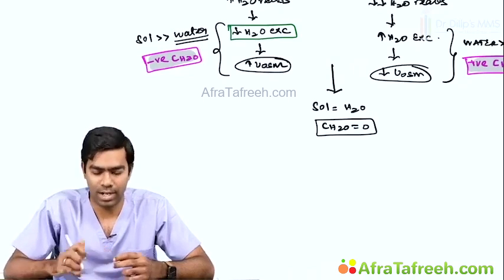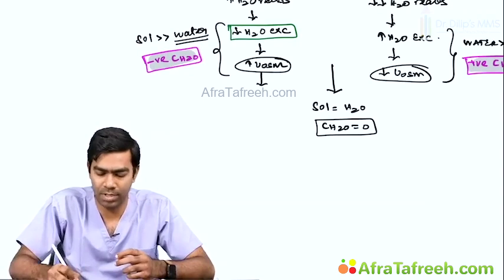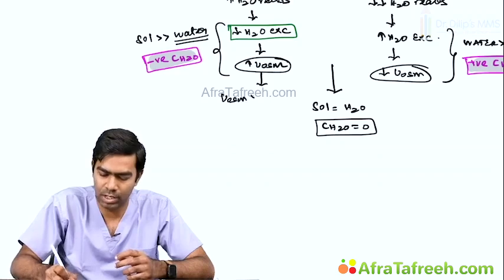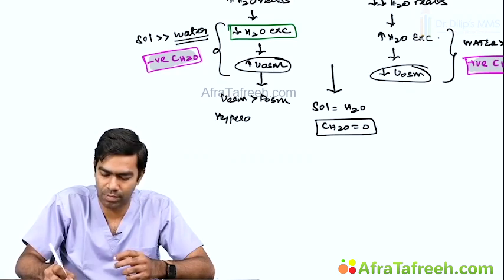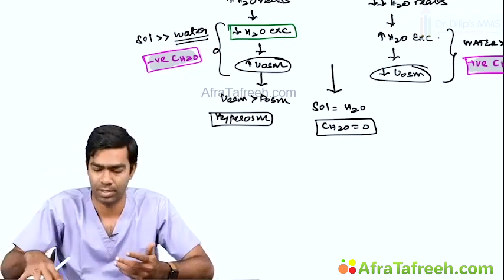So now I can write, since the urine has increased osmolality, it means the urinary osmolality will be more than the plasma osmolality, which means I am producing hyperosmolar urine. That is the reason I told you what the gauge is here. The gauge is the plasma.